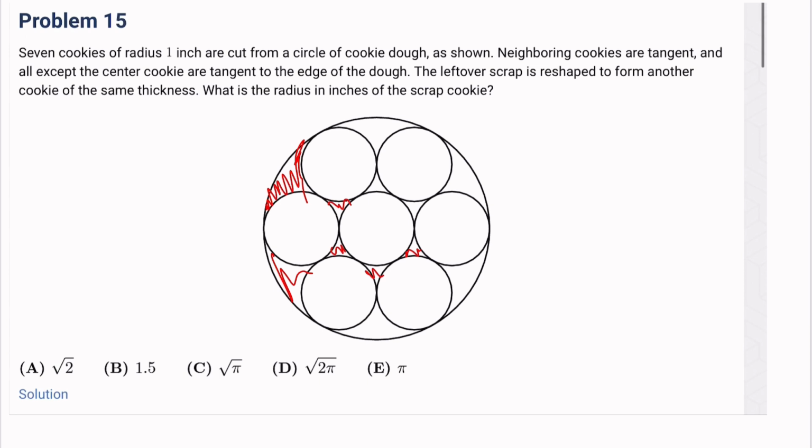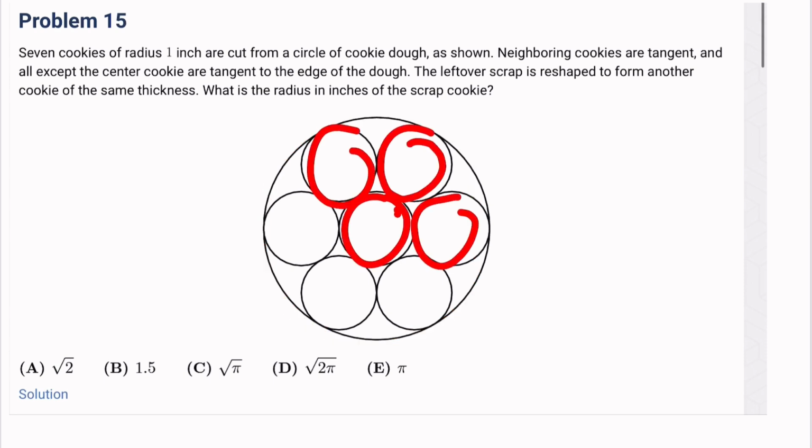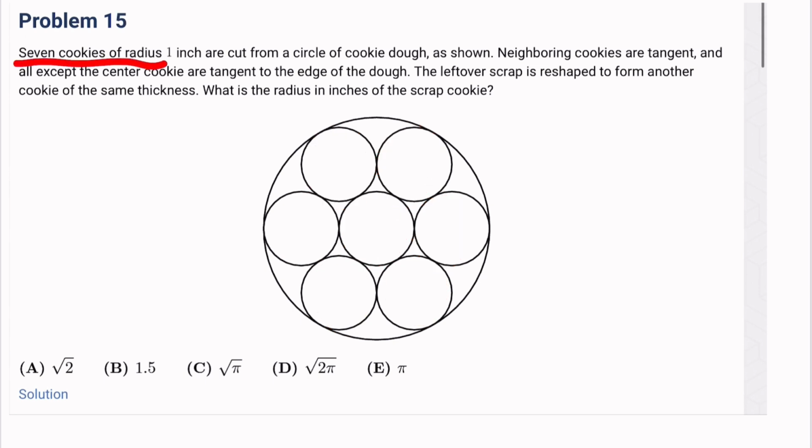And so to get that, we need the area of the full circle and subtract 7 of the small circle areas, right? First, since the 7 cookies have radius 1 inch, this is 1 inch, and so this would be 3 inches, right? This is 1 and this is 3, and so the full circle is pi times 3 squared.